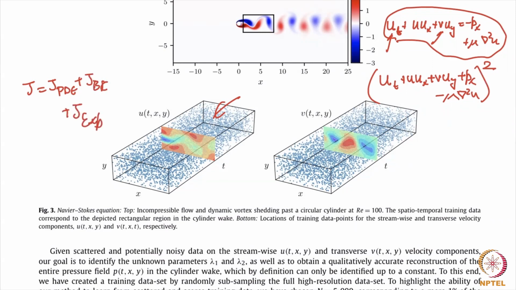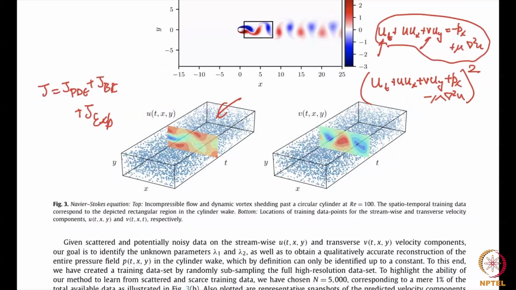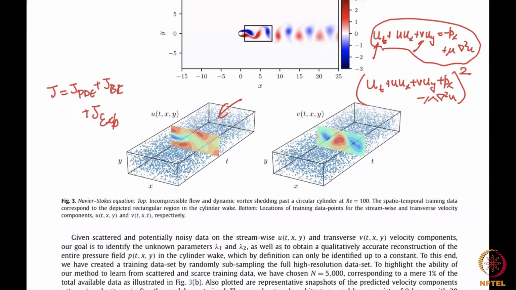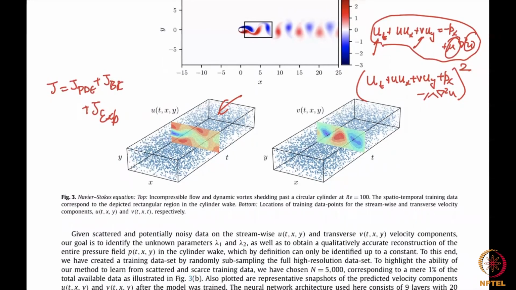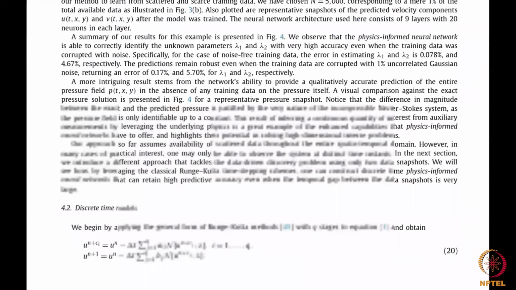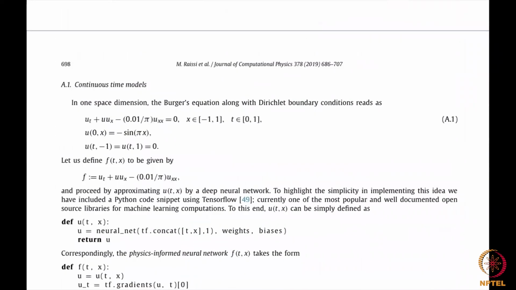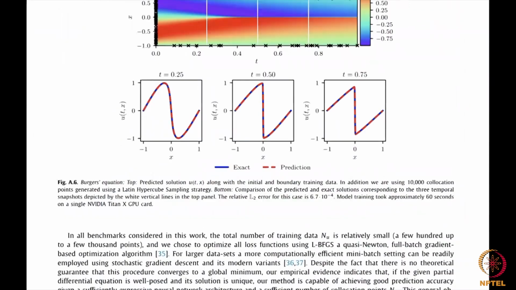Minimize this. Now, what was the inverse problem they were solving? In some cases, you can try and find out what this mu is. You can actually solve for mu by looking at a field. All these inverse problems can be solved with this nice approach. They also had some nice Burgers' equation solutions, which, yeah, here it is.